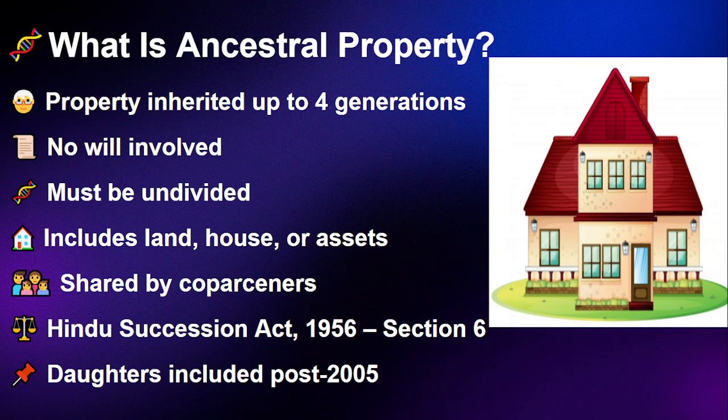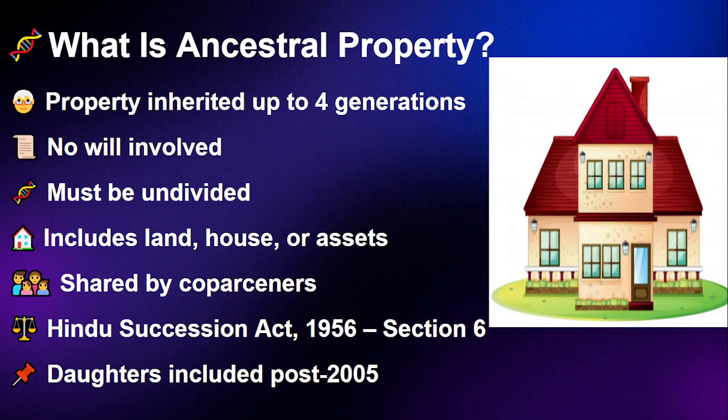Ancestral property is a unique legal category in India. It refers to property inherited up to 4 generations without a will. The key condition is that it must remain undivided to retain its ancestral status. In Hindu law, co-partners, typically sons and daughters post-2005, share equal rights. This includes land, houses, or financial assets passed down through the male line.